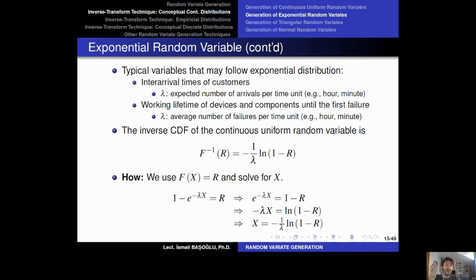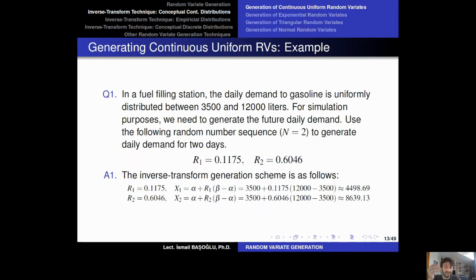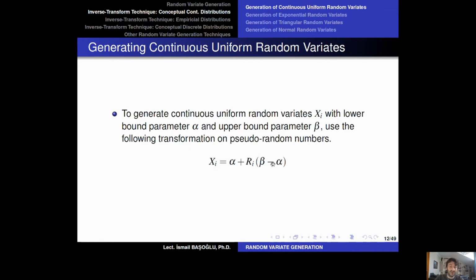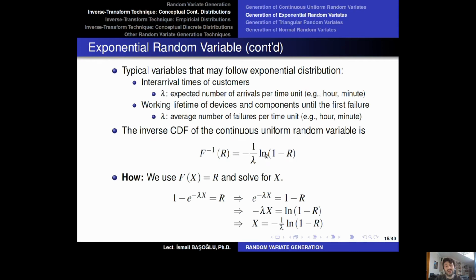For the uniform random variable, the inverse CDF was very simple to calculate. It was just a subtraction, a multiplication, and a summation. Now, for the exponential random variable, it requires a natural logarithm calculation. For computers, calculating the natural logarithm takes a lot longer than calculating a multiplication. And calculating a multiplication takes a lot longer than calculating a subtraction or summation.